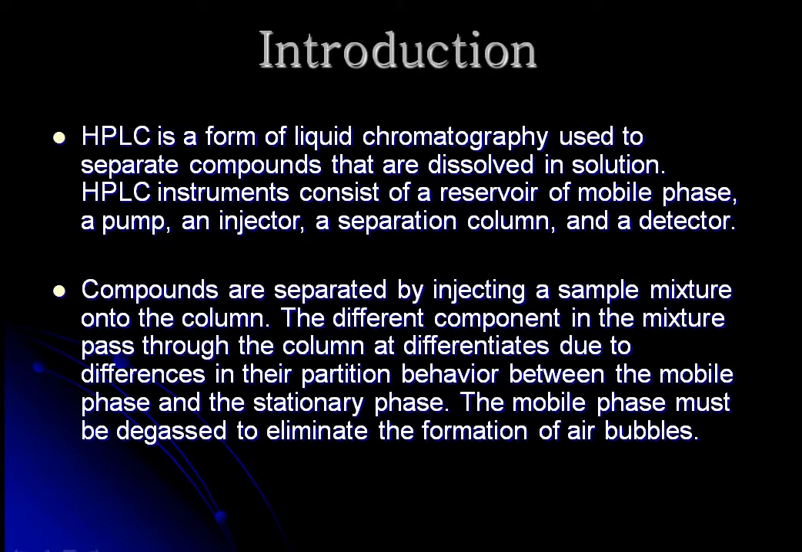HPLC instrument consists of a reservoir of mobile phase, a pump, an injector, a separation column, and a detector. These are some parts of the HPLC instrument. We know that all types of chromatography have two phases. One is the mobile phase and another is the stationary phase.